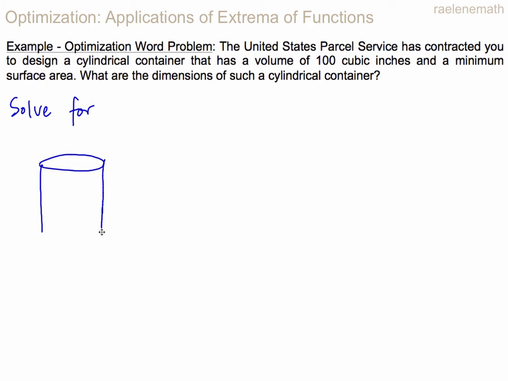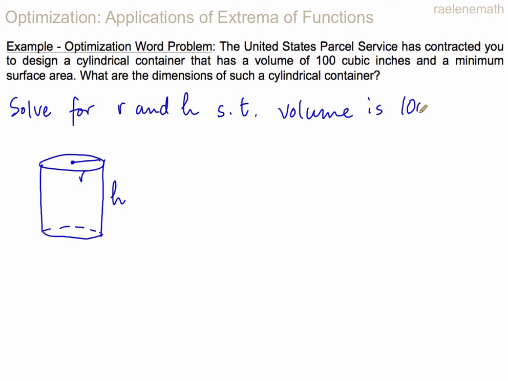So it pays to picture a cylindrical container or a cylinder and know that the dimensions are height and radius. So we want to solve for the radius and the height such that, or given that, the volume is 100 cubic inches and the surface area is a minimum.